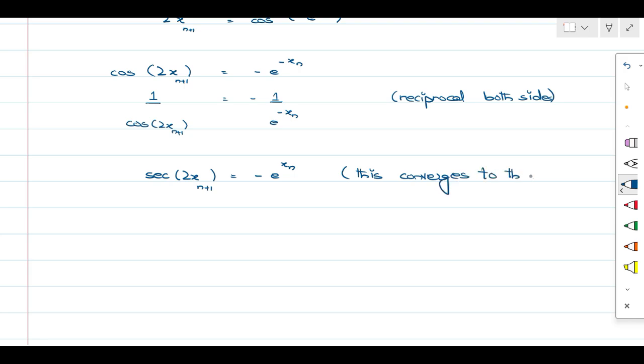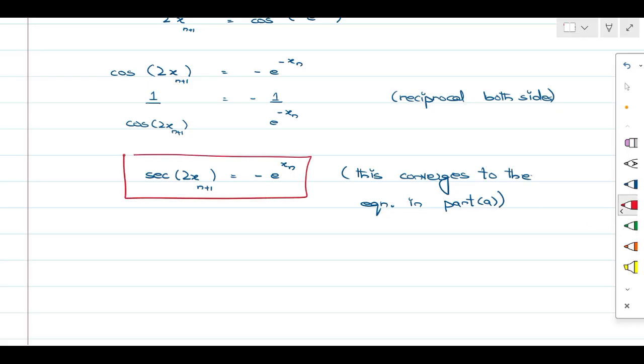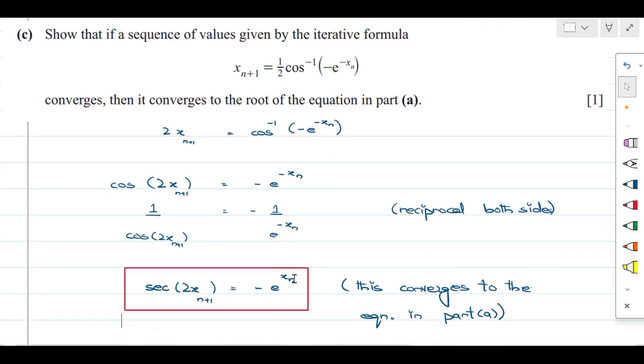to the equation in part A. It is proved that it converges to that equation in part A. So the equation in part A, secant 2x equals negative e power x. So it converges, it is proved.